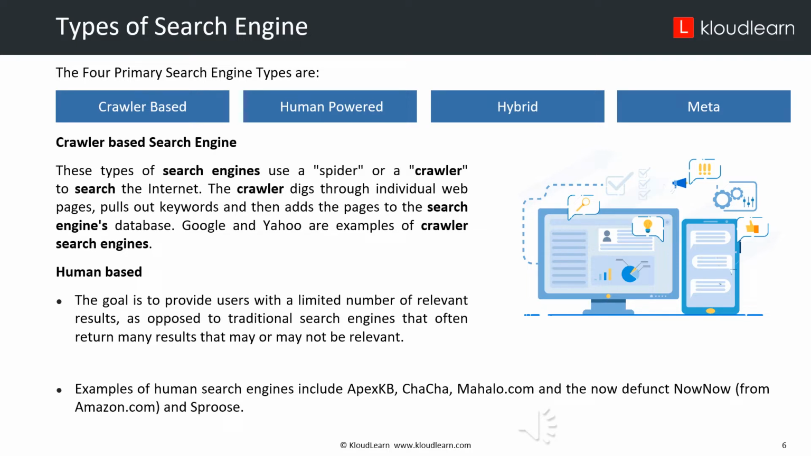Human-powered search engines. The goal is to provide users with a limited number of relevant results as opposed to traditional search engines that often return many results that may or may not be relevant. Examples of human search engines include ApexKB, Chacha, Mahalo.com, the now defunct NowNow from Amazon.com, and Spruce.